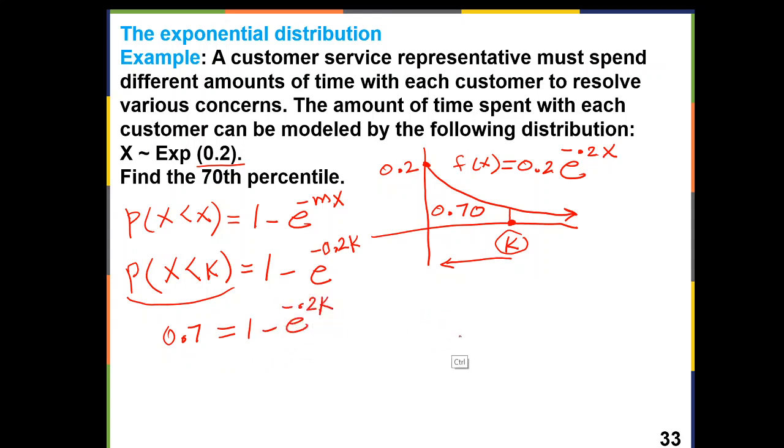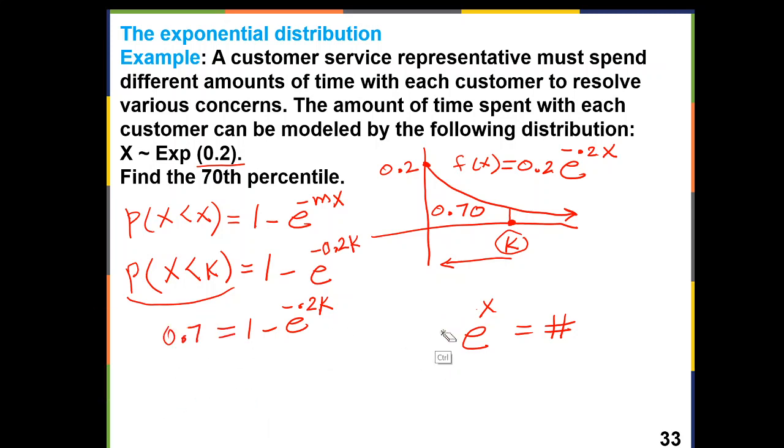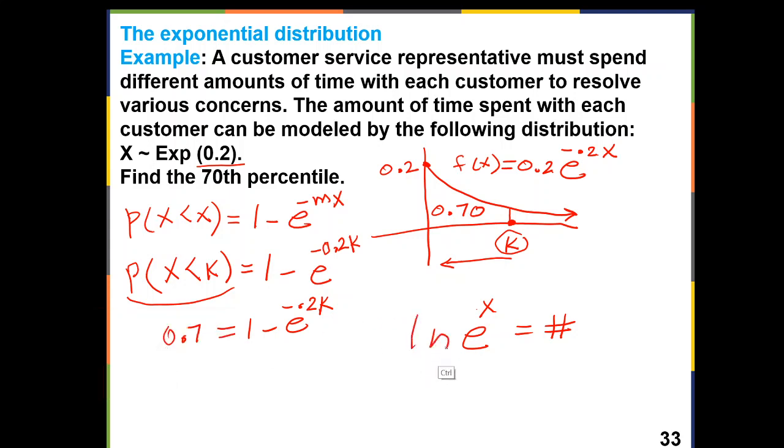Now, a little algebra. If you have e to something equal to a number, to get this x downstairs, we have to take ln of both sides. Now, ln is logarithm. You just have to know that if you take ln of this side and ln of that side, ln and e cancel each other, you just get x by itself. So ln and e are inverse operations.